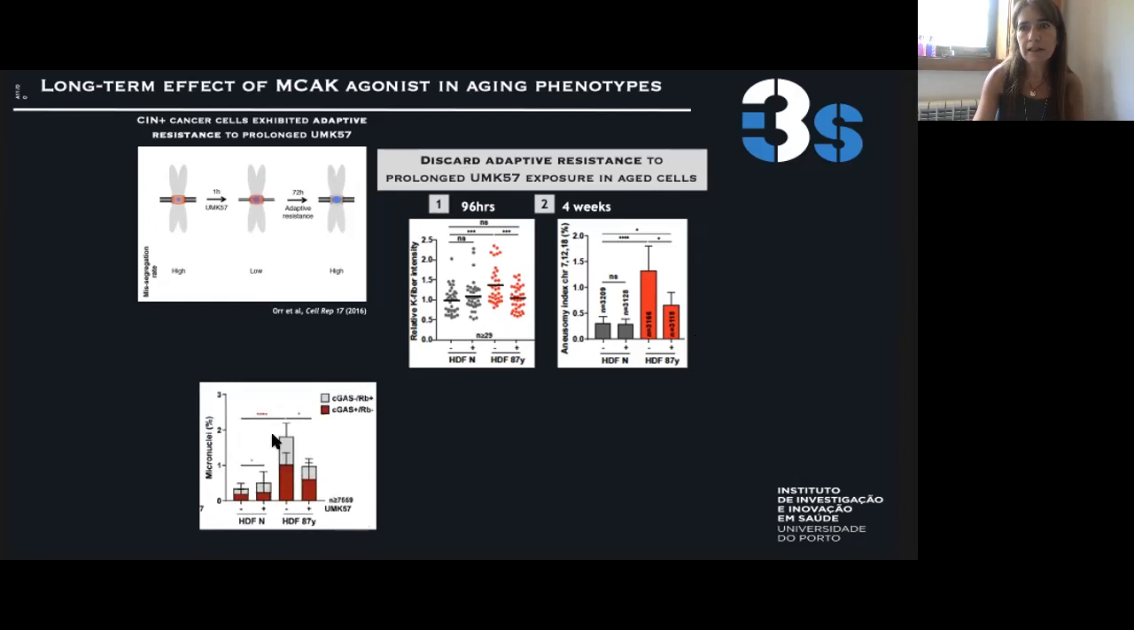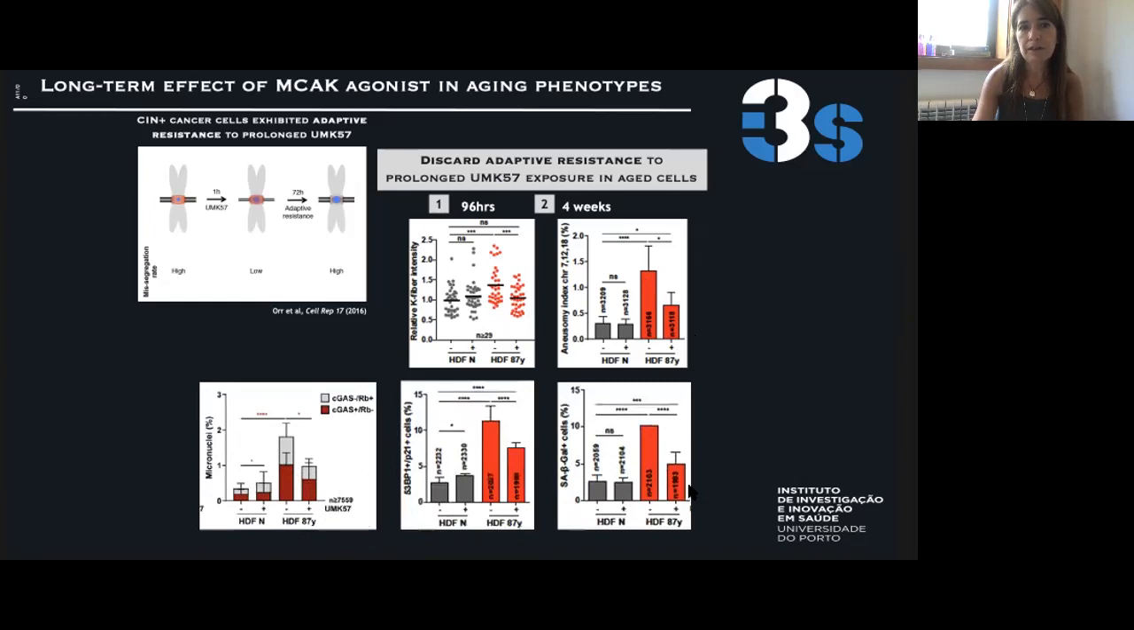The same for the cGAS-STING positive micronuclei, and the same for the percentage of cells with senescent markers. So we demonstrated that an adaptation that was observed before in cancer cells does not occur in our aging model, since upon long exposure to the drug, there were benefits on mitotic duration, chromosome segregation, and senescent markers that were still being rescued.